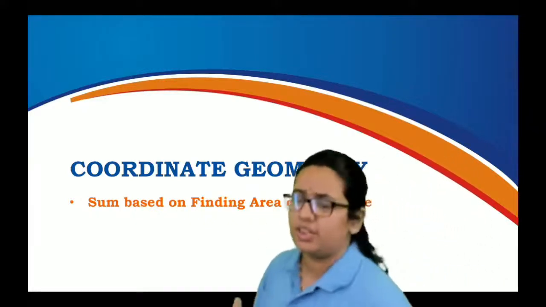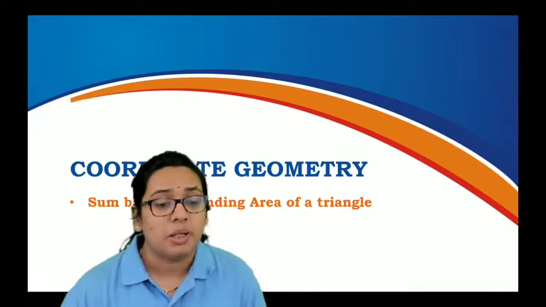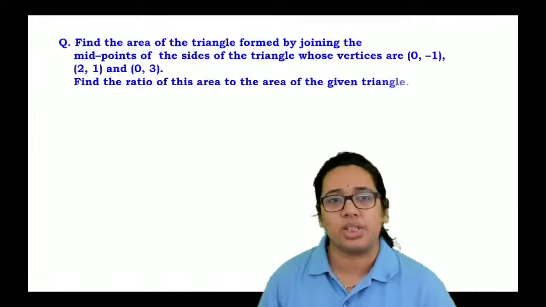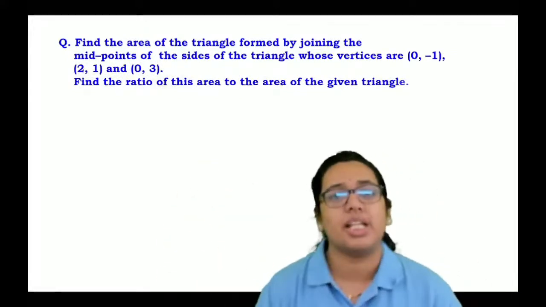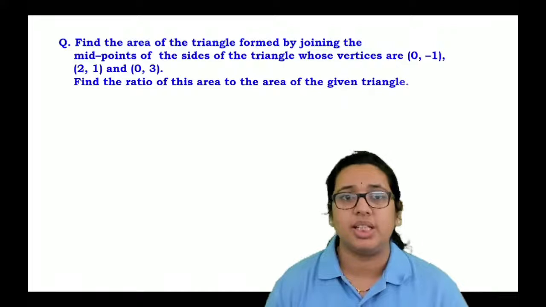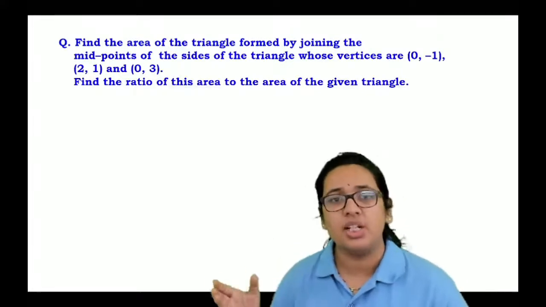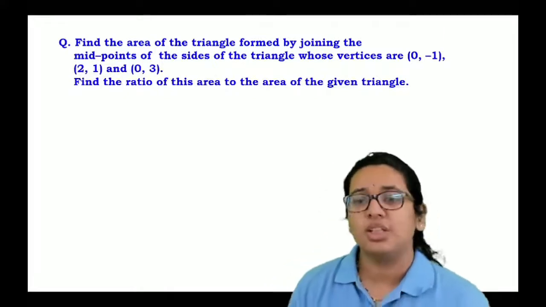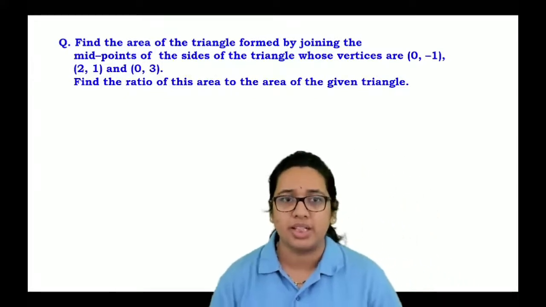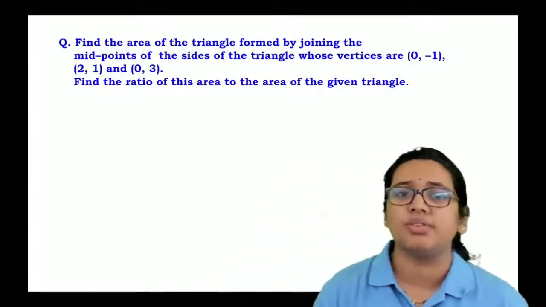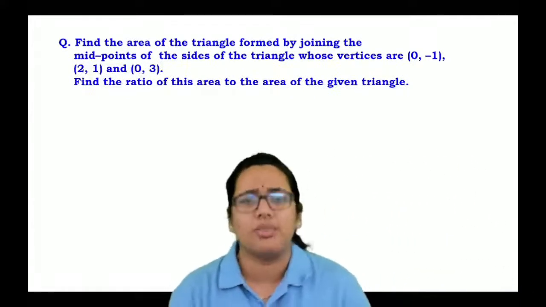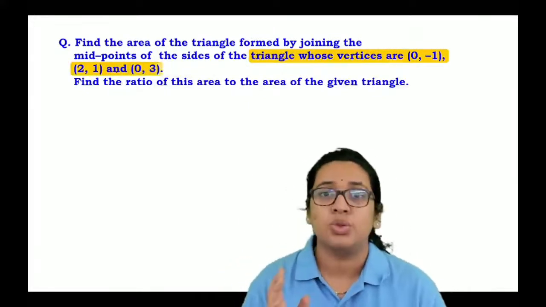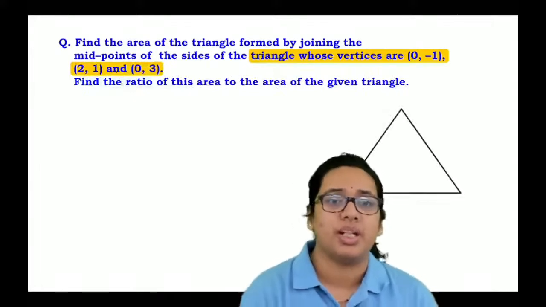We all know how to find the area of a triangle, but using coordinate geometry, they might ask questions of this type. Find the area of a triangle formed by joining the midpoints of the sides of a triangle whose vertices are (0, -1), (2, 1), (0, 3). Also, find the ratio of this area to the area of the given triangle. So the first triangle has vertices (0, -1), (2, 1) and (0, 3).